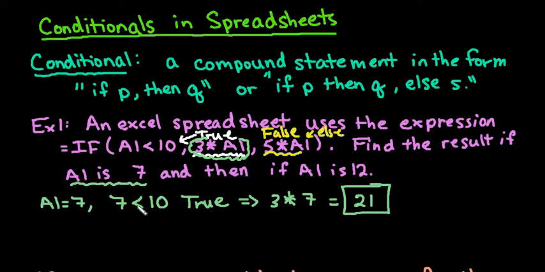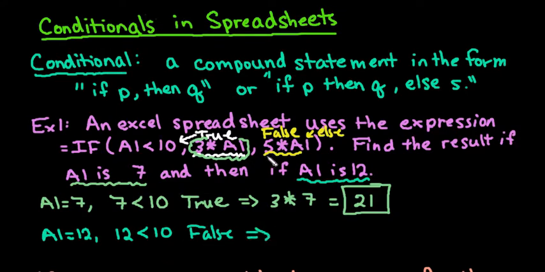The second one is if A1 is 12. So now we have A1 equals 12. Our computer would look at the if part and see if it's true. Is 12 less than 10? Well, this is a false statement because 12 is greater than 10. So it would go to the false equation and do 5 times A1, which in this case would be 12, which gives us an output of 60.